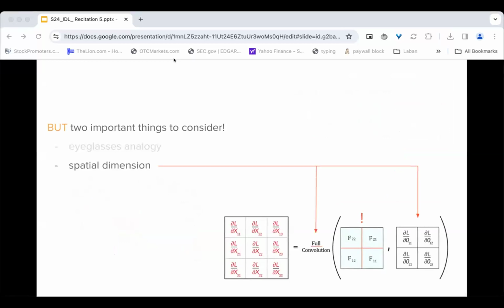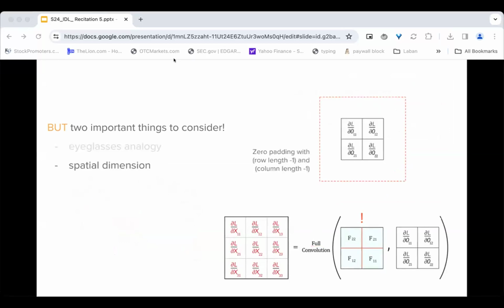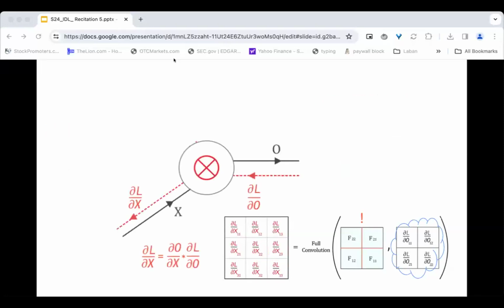So what about spatial dimension? To get an output that's the same size as the original input X, you'll need to pad the matrix DLDO. So I'm going to visualize padding, and you'll need to pad the output map with k-1 rows and columns on every side. And you can see the animation of the convolution with the flipped filter and padded output map here. So that was the solution to finding DLDX.